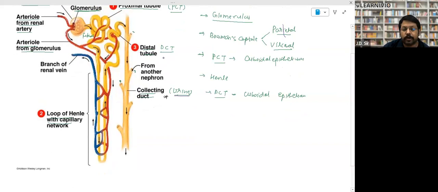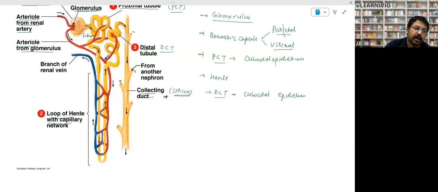When the filtrate passes through, these blood capillaries reabsorb, meaning take out, the nutrients found in the filtrate. They will take out the glucose, the minerals, the nutrients. And then what will happen? Finally, the urea and water will be left. And when it comes to the collecting duct, then you can use the term urine, right? So urine formation actually takes place in the collecting duct, and it takes place in the nephron only.